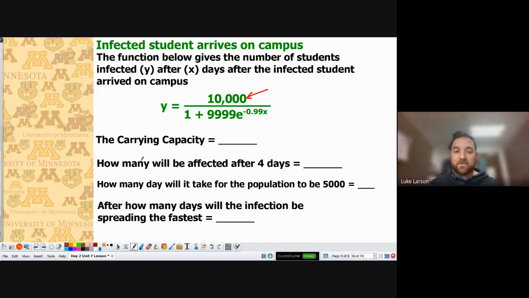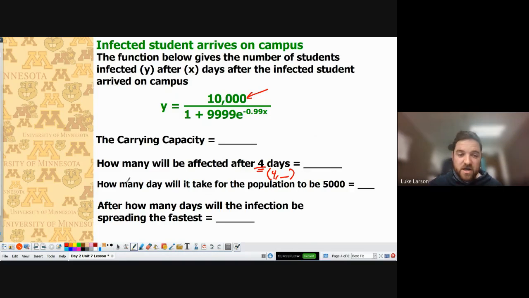Now, do these next problems, like how many will be affected after 4 days? We're going to use Desmos to kind of break that down. Remember, our x value is time. So this 4 is our x value. So when they say 4 days, it's kind of like they gave us the x value. We're trying to find the y value.